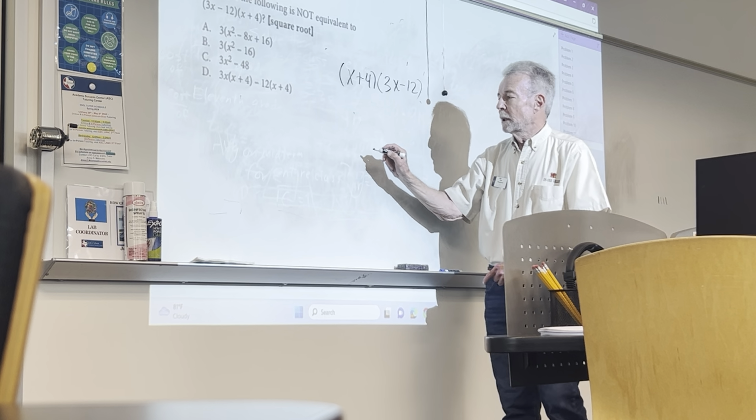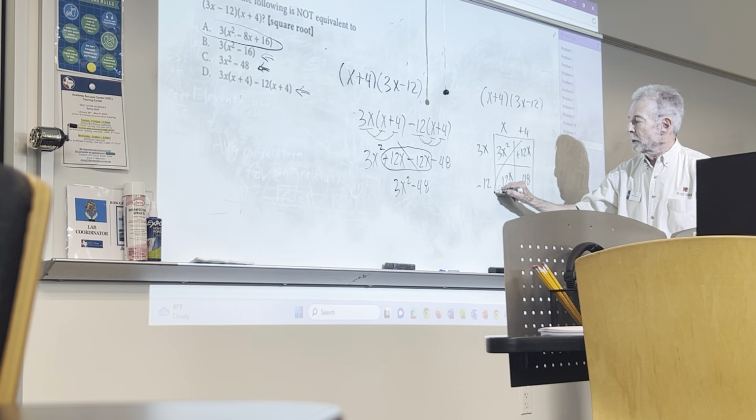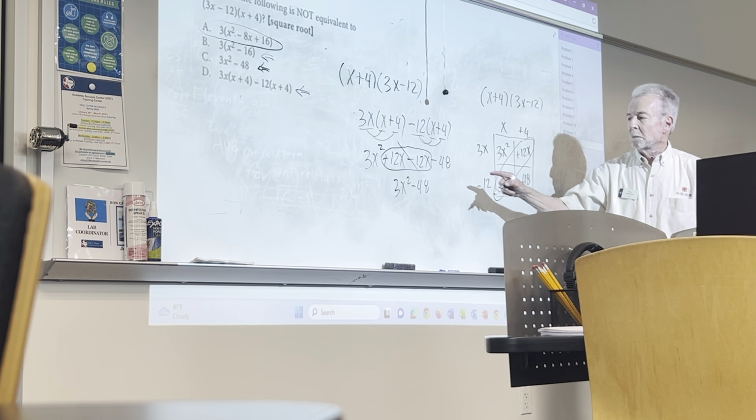And then I multiply 3x times x, well, that's 3x squared. 3x times that is plus 12x. Minus 12 times that is minus 12x. And minus 12 times that is minus 48. So you see that was what we had here. There's the 3x squared. There's the minus 48. And these two are plus and minus, so they net at 0.